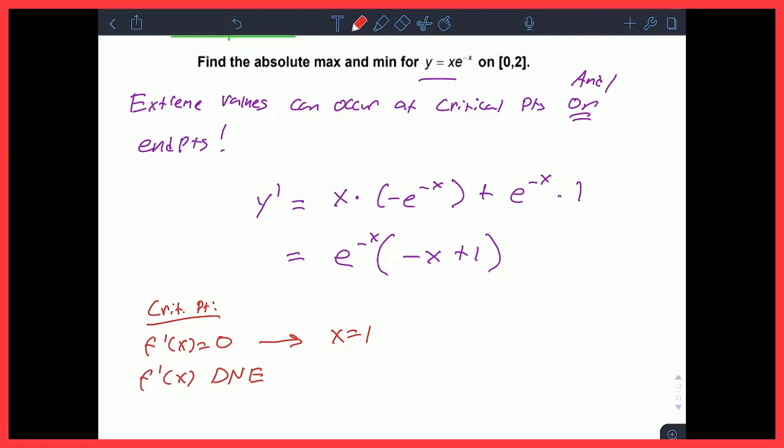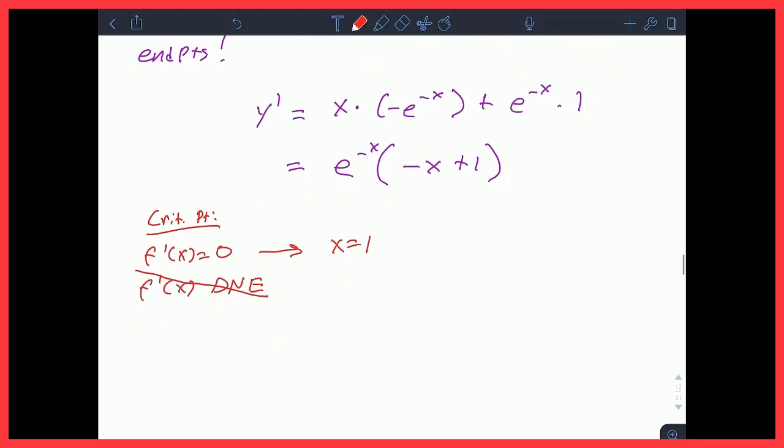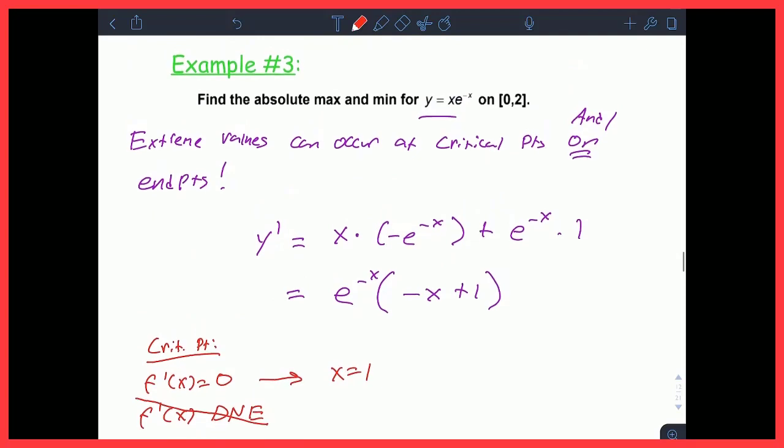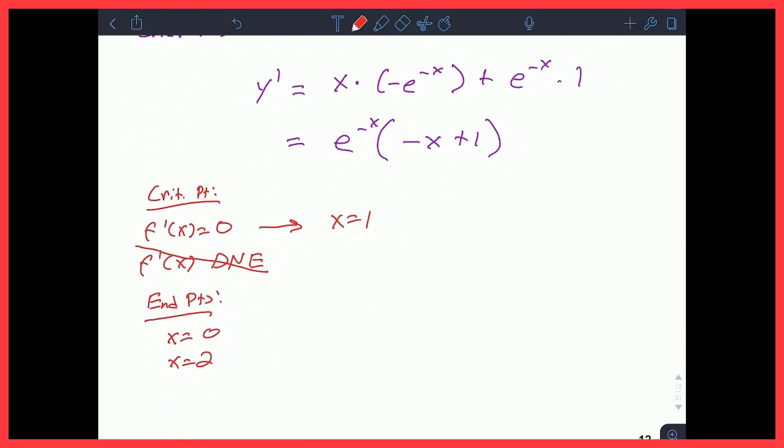How can I make the derivative not exist? I don't think I can. I can't plug a value of x in here that would make that derivative not exist. So this does not apply in this situation. However, endpoints apply in this problem. I have two endpoints, x equals 0 and x equals 2, I think. Yes. So that is my list. So we've got absolute extrema located here, potentially, at 1, 0, or 2.